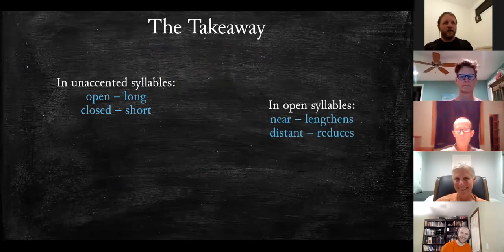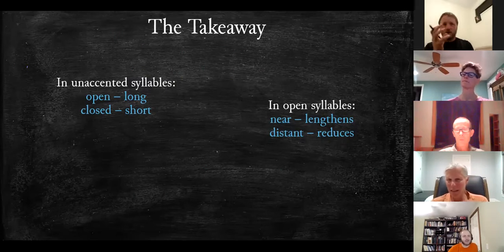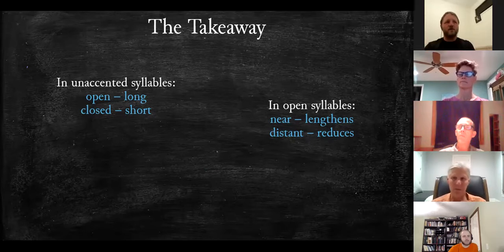And the second thing, in open syllables, this is for the rules for nouns, and the verbs are built on this with little differences, but it's enough to know this. Near syllables, that's a syllable near the tone, lengthens, and distant reduces. This is the takeaway. Okay, and with that, I think that we've covered the rules and syllabification.